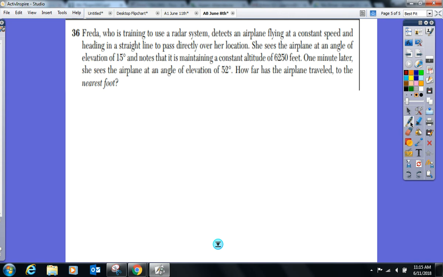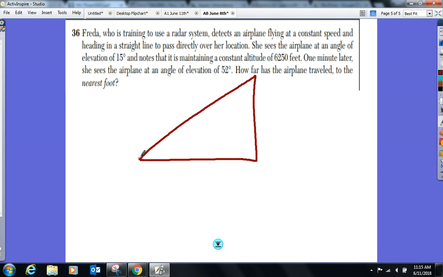All right, good old Freda. I think that name still haunts some of the kids I had last year. She detects an airplane landing over the location. She sees an airplane. Okay, first thing, angle of elevation. Angle of elevation tells me I am dealing with a right triangle.